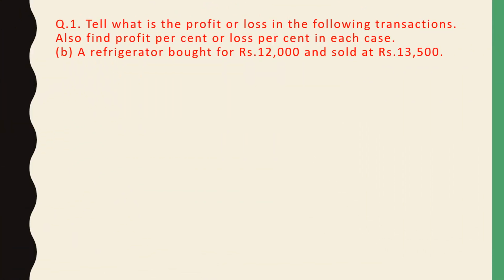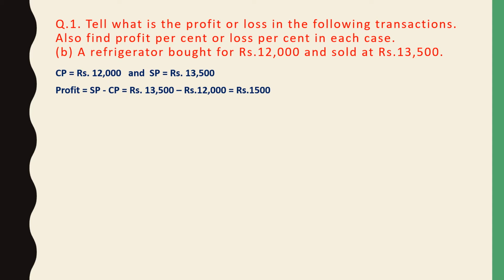Question number B. A refrigerator bought for rupees 12,000 and sold at rupees 13,500. CP is rupees 12,000. SP rupees 13,500. SP is greater than CP, hence we have profit. Profit is equal to SP minus CP, that is rupees 13,500 minus rupees 12,000, which gives us rupees 1,500. Profit percent is equal to profit by CP multiplied by 100%.